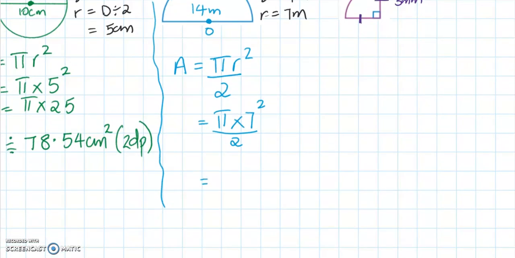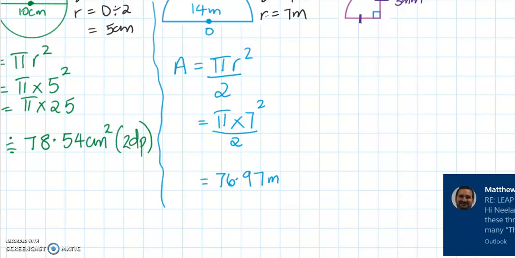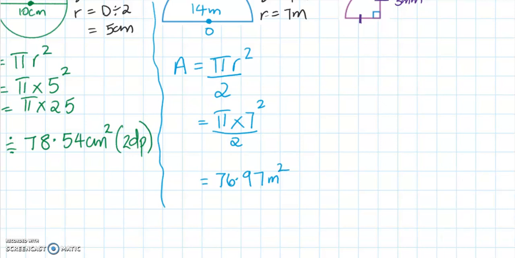And if you slot all of that in the calculator, you would get something like 76.97. Again, I've rounded it to 2 decimal places. The unit was meters, so it becomes square meters. And that is rounded to 2 decimal places, so it's an approximate value. Okay, now the last one.